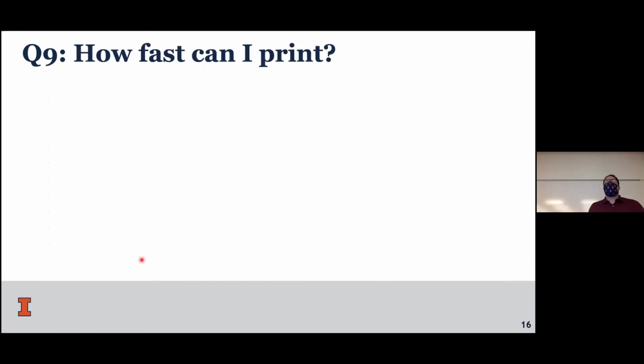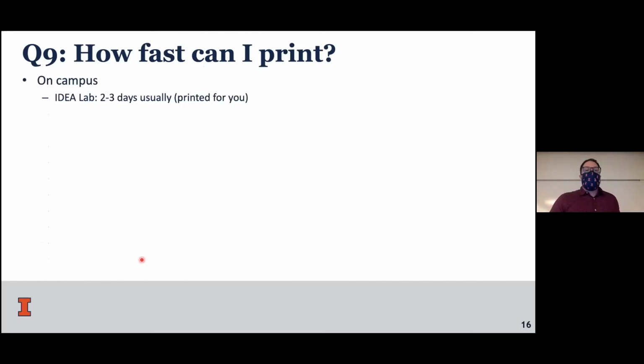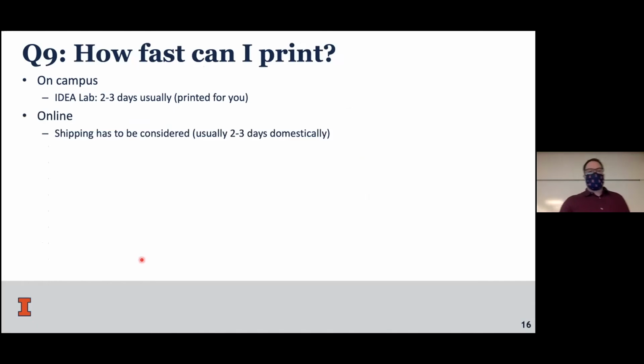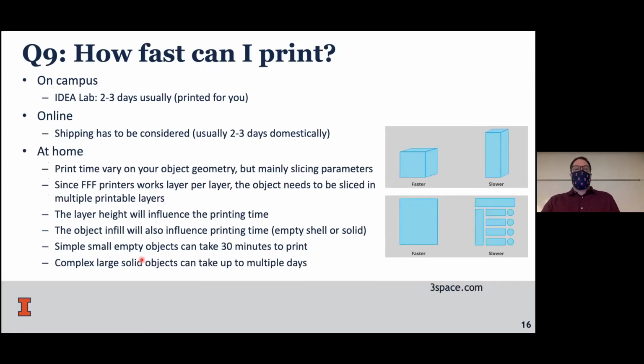Question 9, how fast can we print? So Sachin, to answer your question, how fast can you print? On campus, usually 2 to 3 days as a turnover time. They print for you, but obviously you have to pay for that. Online, 2 to 3 days to ship, plus the printing time, 1 to 2 days maybe, so maybe a week. At home, it varies a lot.